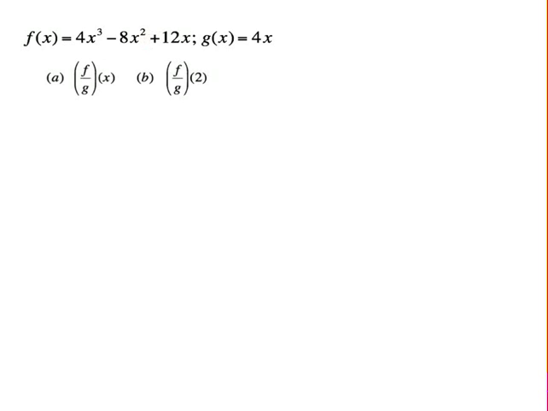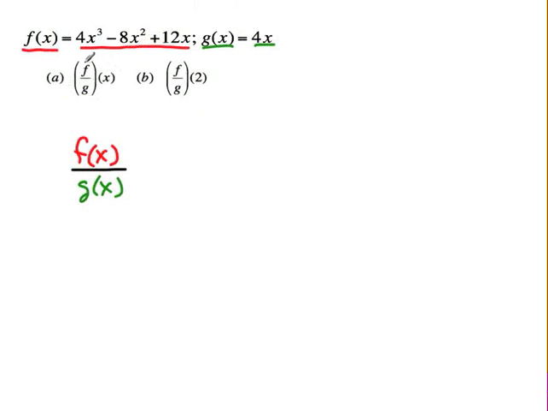Alright, I'm going to color code this one again. So anytime I see f of x, I'm going to put this guy. And anytime I see g of x, I'm going to put this guy. So if we rewrite this, f over g of x, the definition of this guy actually is the same thing as f of x over g of x.